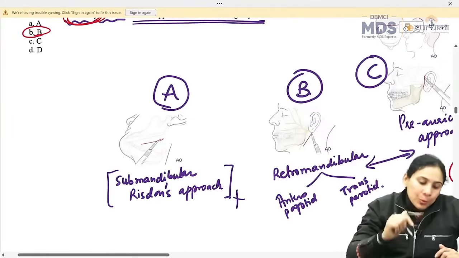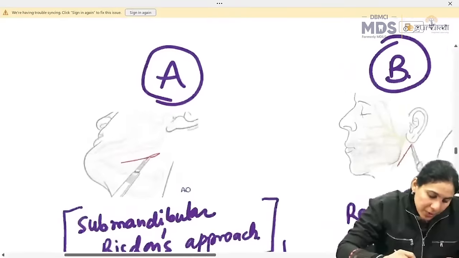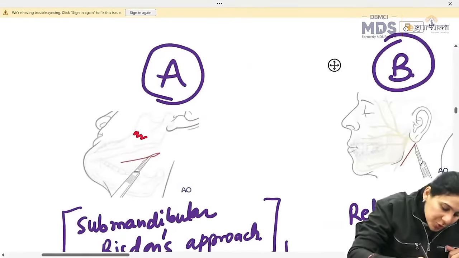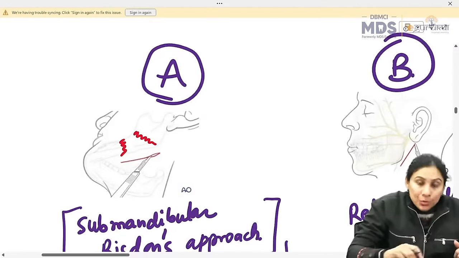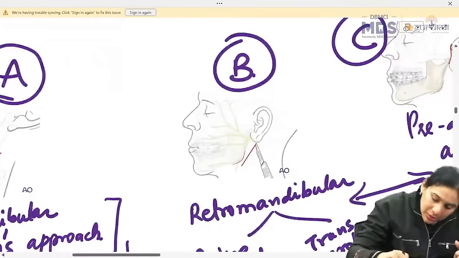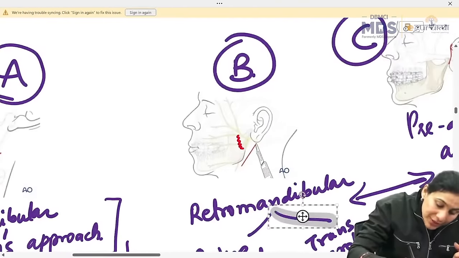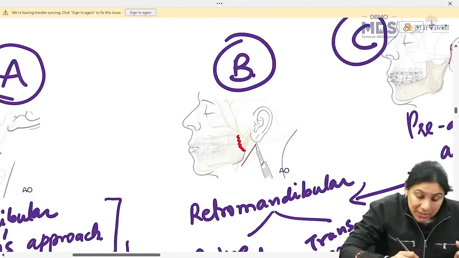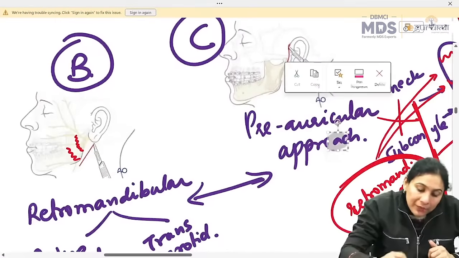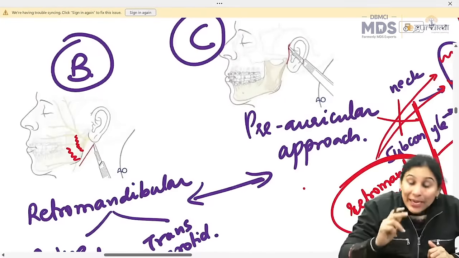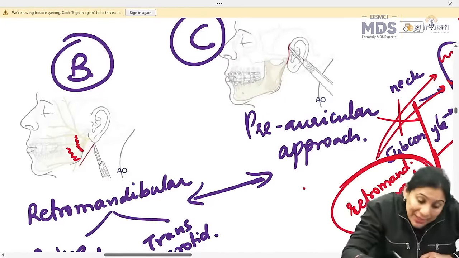Okay. Submandibular approach, I can use for angle fractures, for body fractures. Okay. Retromandibular approach, I can use for subcondylar fractures, angle fractures. Preauricular approach, I will use for condylar head fractures, condylar neck fractures.